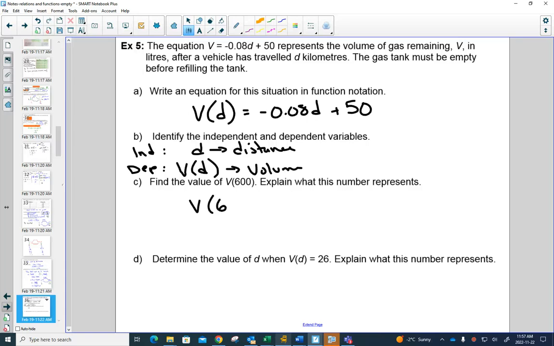What does this mean? V of 600. V of 600 is asking, what is the volume of gas in liters after you've traveled 600 kilometers? Negative 0.08, plug in 600, plus 50.